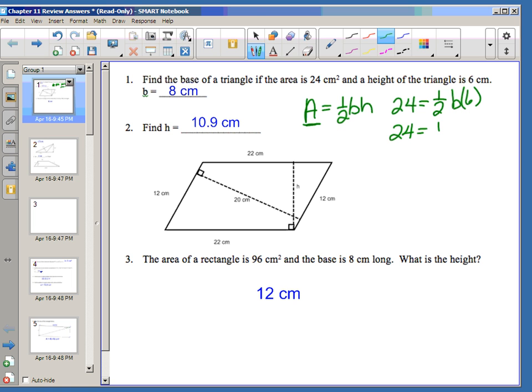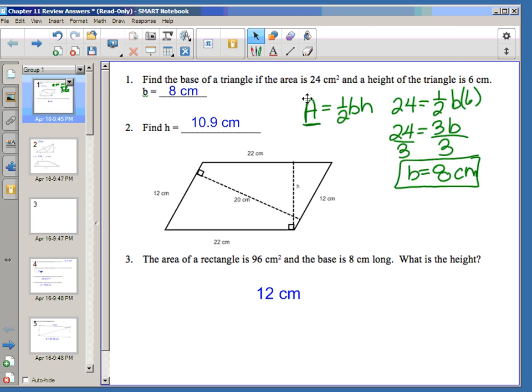24 equals 1/2. Oops, I don't want the 1/2 anywhere, because half of 6 is 3. So I get 3b, divide by 3, and you can see how I get a base of 8. And don't forget your labels, because that's also an important part of this. All right, so I get the base to be 8 centimeters.